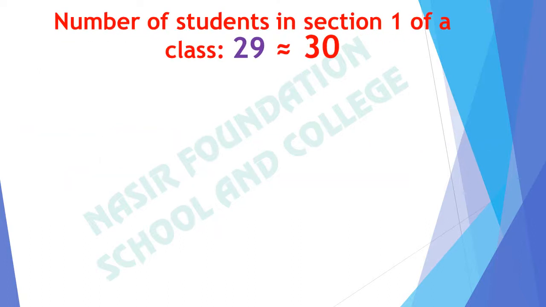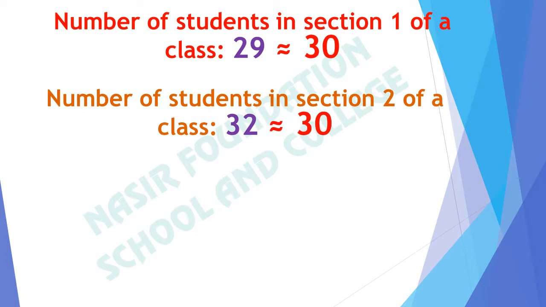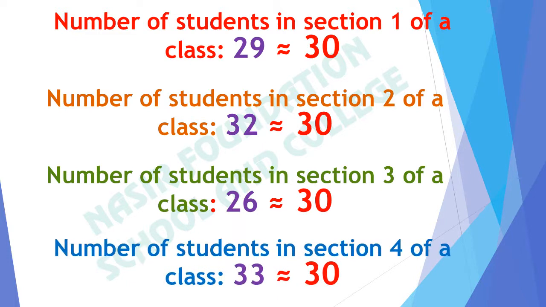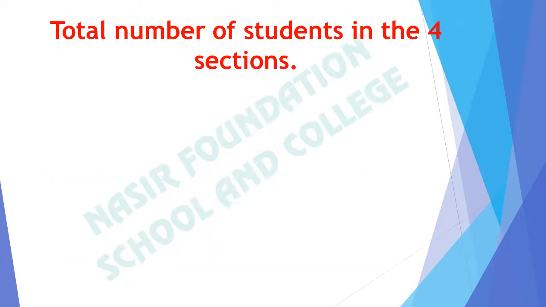Number of students in section 1 of a class is 29. That is nearly equal to 30. Number of students in section 2 of a class is 32 and that is also nearly equal to 30. Number of students in section 3 of a class is 26. If we round off this number to the nearest 10, it will become 30. And the number of students in section 4 of a class is 33. It is nearly equal to 30.